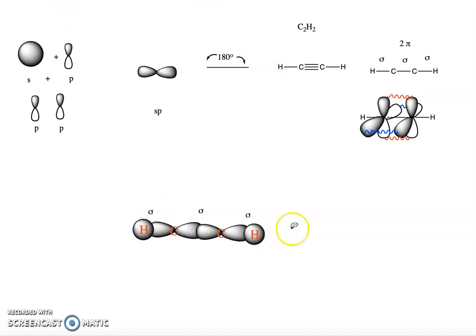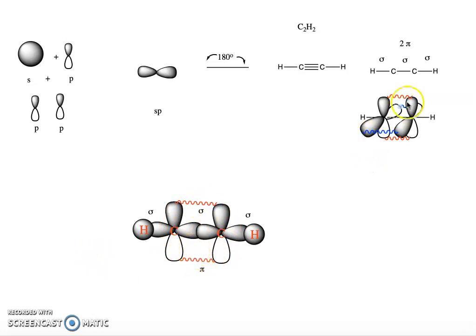Now I can put my pi bonds on there as well. I can try it. It's going to get really messy and confusing, but we can try to do that. This carbon is going to have a p orbital, and this carbon is going to have a p orbital. So let me put those in first. I'll draw 1 pi bond first. So p orbital here, p orbital here. Here's one of my pi bonds, and I'll try to draw the other one now.